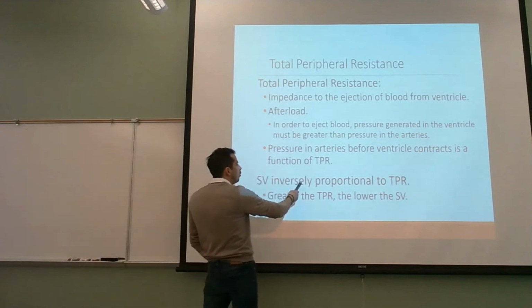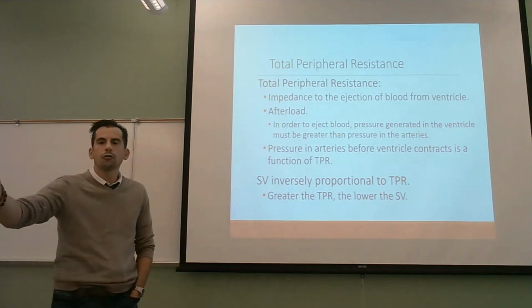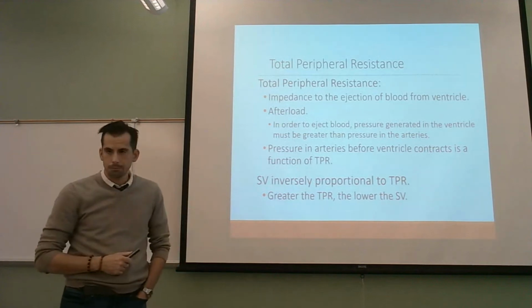Stroke volume, as a result, is always going to be inversely proportional to total peripheral resistance. The higher the resistance, the lower the stroke volume.